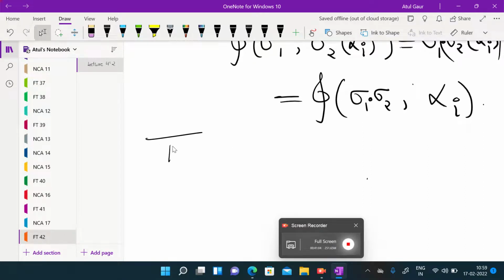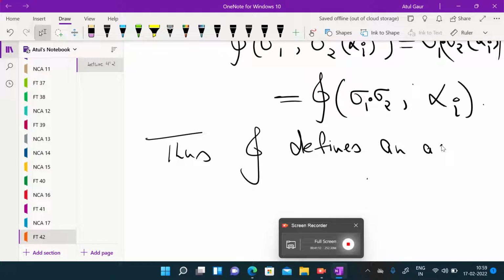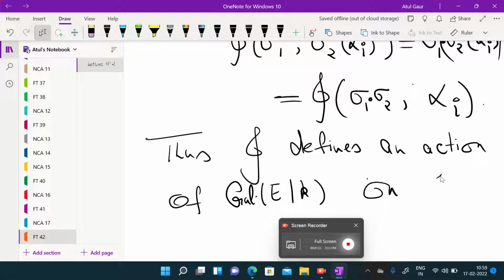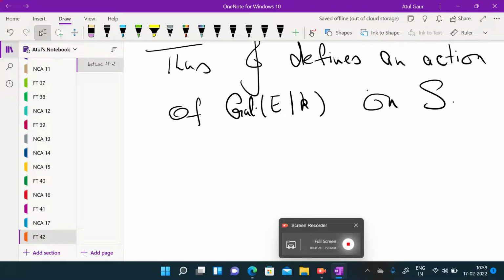So thus phi defines an action of the Galois group of E over K on S. So this group action we will study. Is that fine?